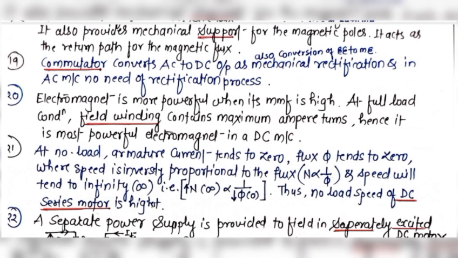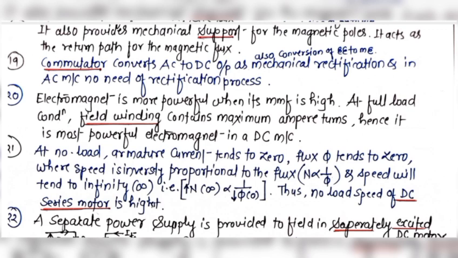An electromagnet is more powerful when its mmf is high. At full load condition, the field winding contains maximum ampere turns. Hence, it is the most powerful electromagnet in a DC machine.